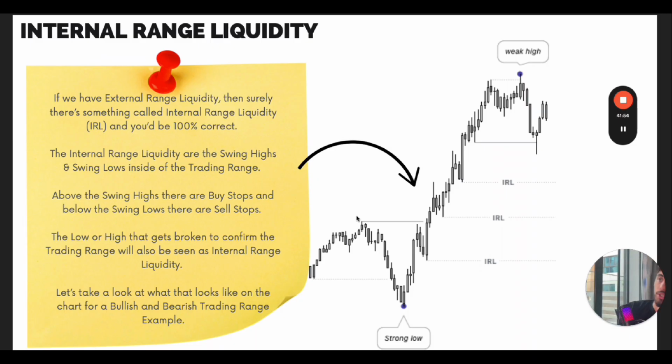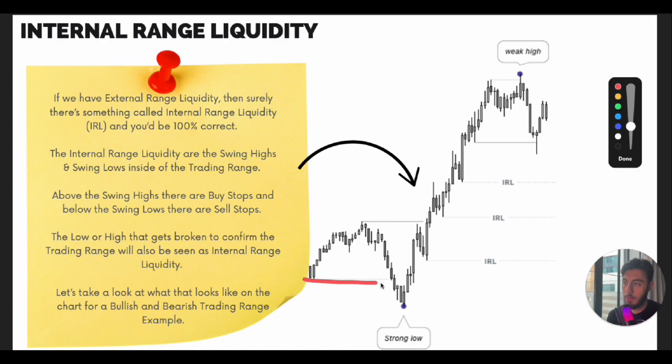So let's take a look at the bullish range example. So here we get our bullish range, right? Stop hunt, break of market structure, strong low formed, or weak high formed. So the weak high here formed with a bearish QM, stop hunt and break of market structure. So you should understand our target here, our external range liquidity here is this weak high, this area.